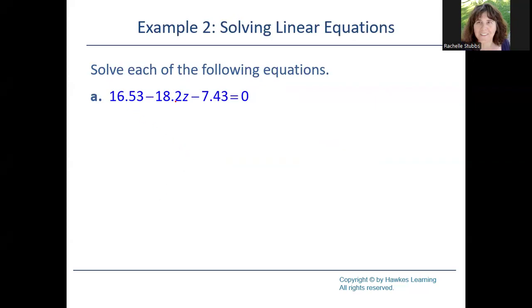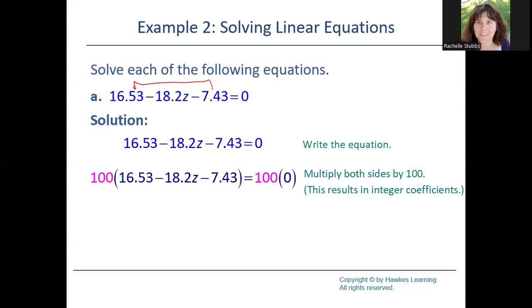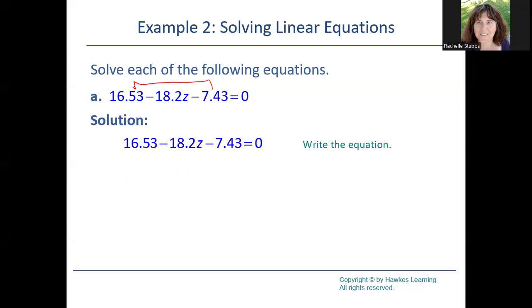Okay, here we have 16.53 minus 18.2z minus 7.43 equals 0. Right here, I have two like terms that are constants. So I can combine them. 16.53 minus 7.43 is going to give me what? 9.10? Oh, okay, they're going to do something a little different. Let's finish it my way first, though.